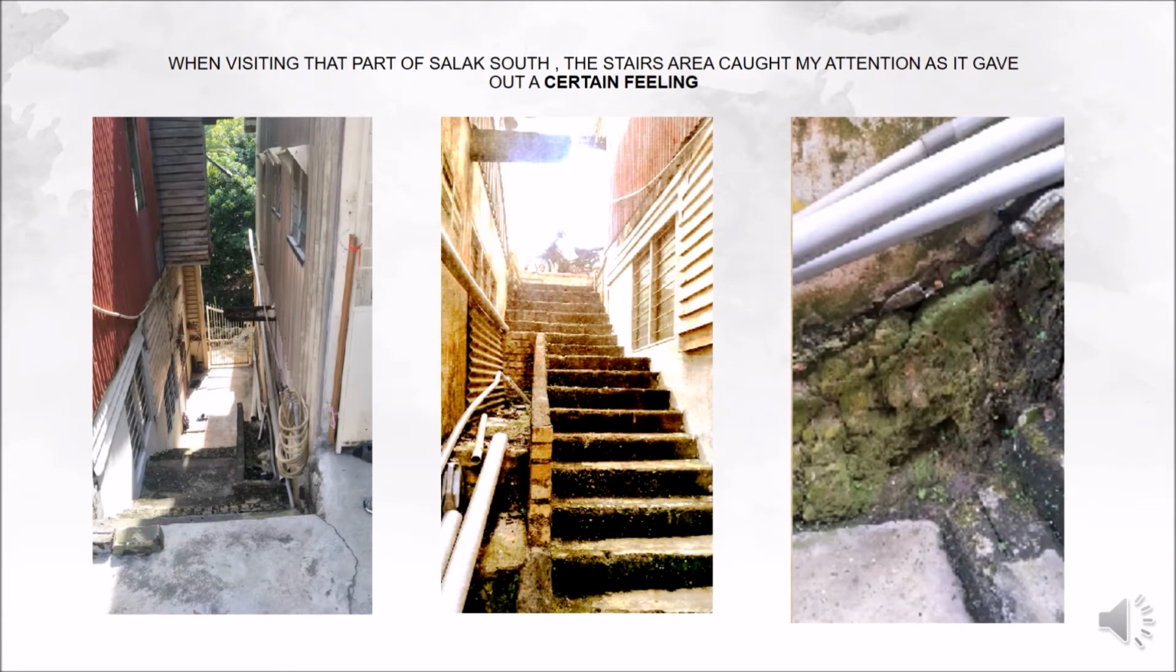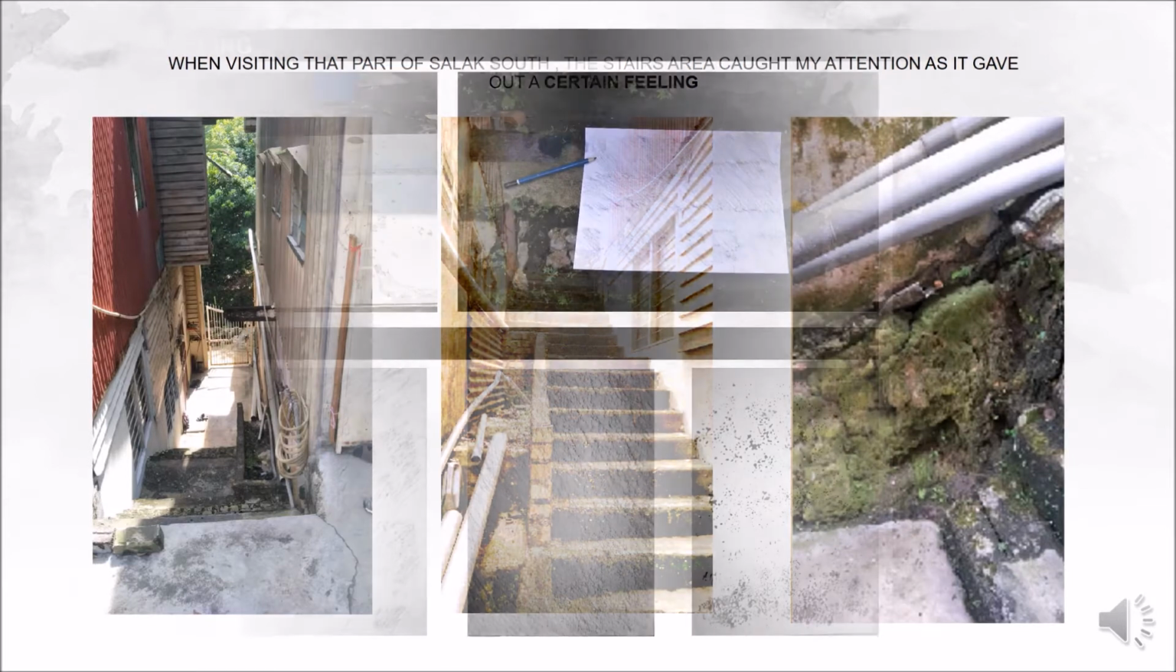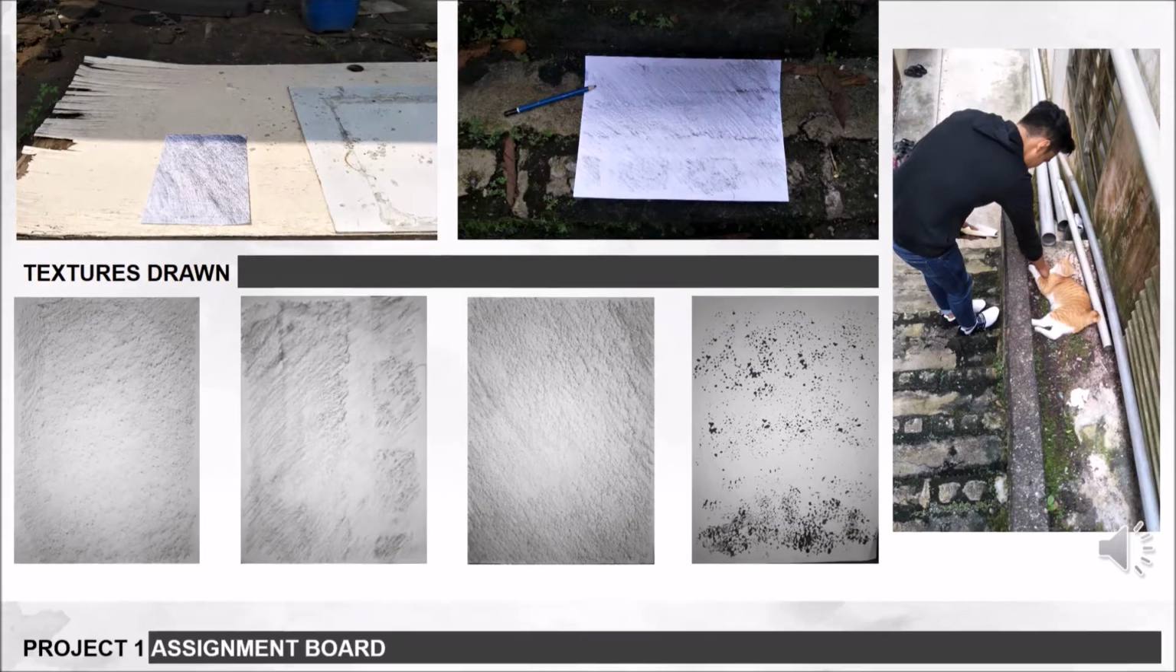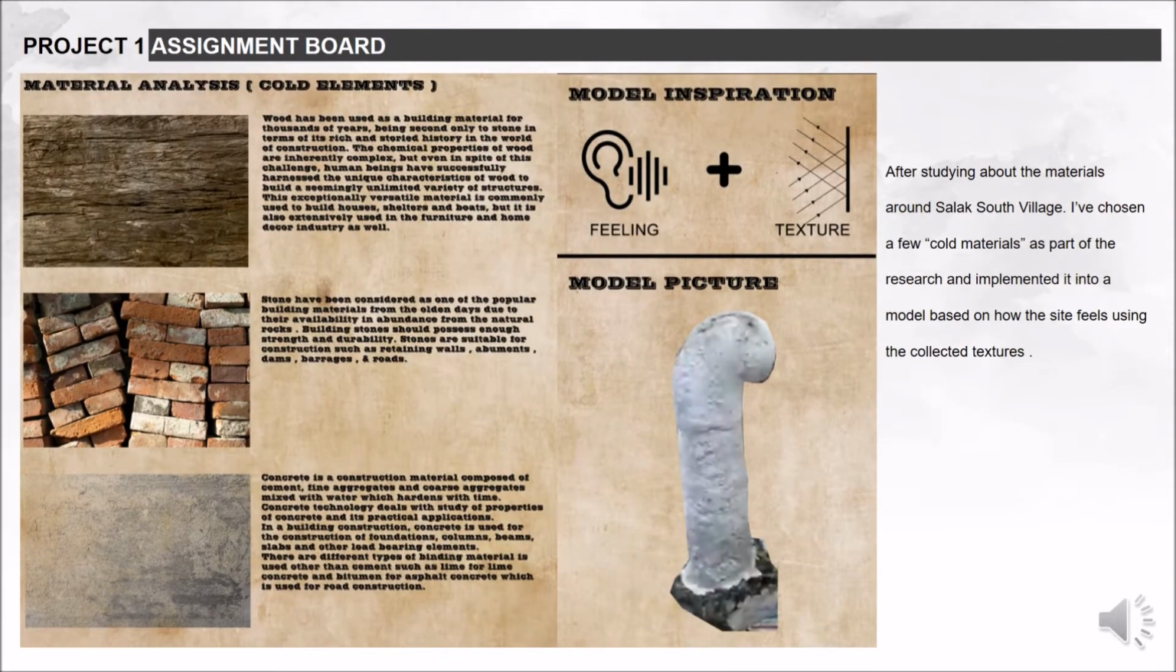During our walk around Salak South, the stairs located near the residential area caught my attention as the narrow path gave out a certain feeling. Next, these are the pictures taken on site and the textures that are imprinted onto the papers. After the tracing was done, we started to analyze the materials' texture. I've chosen a few core materials as part of the research and implemented them into a model based on how the site feels.